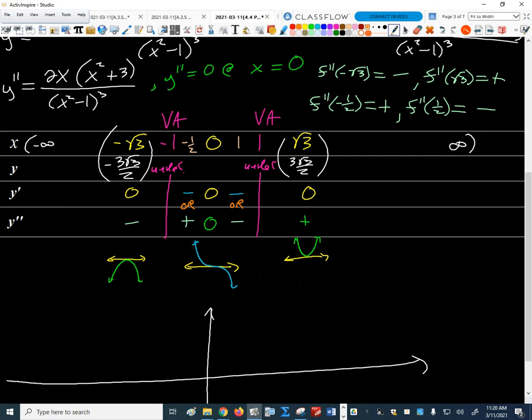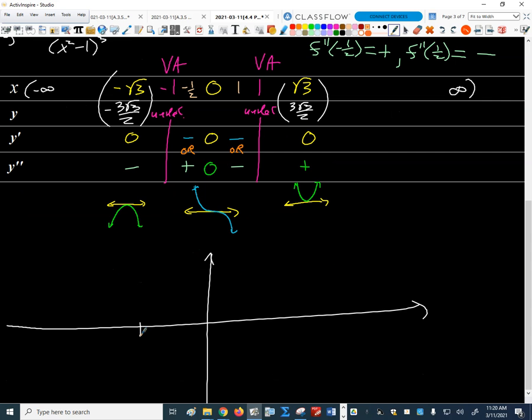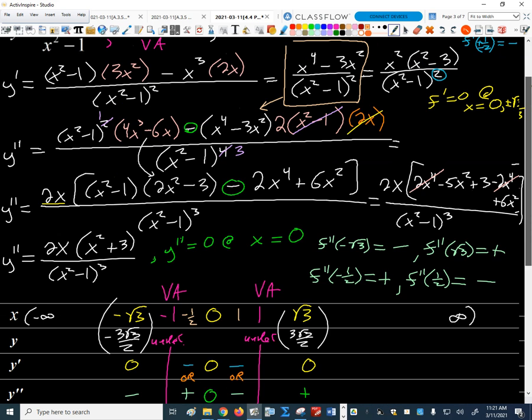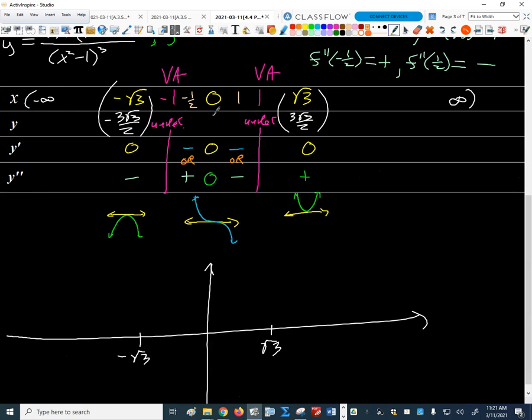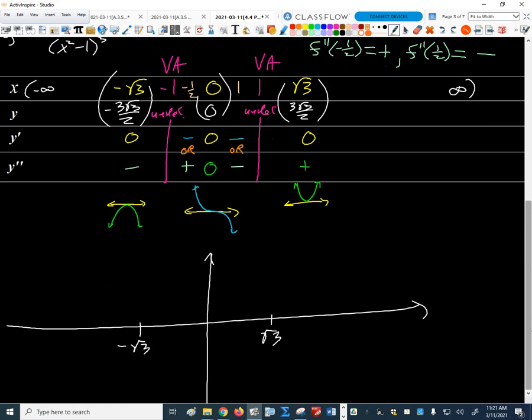The y values would just be 3 radical 3 over 2 here, and they'd be negative 3 radical 3 over 2 there, unless I made a mistake. But we don't really care about that much. And at 0, my function is equal to 0, so that's nice. Okay, and I've got some asymptotes. So that's going to be like 1's right there, 1's right there. So there are my vertical asymptotes.